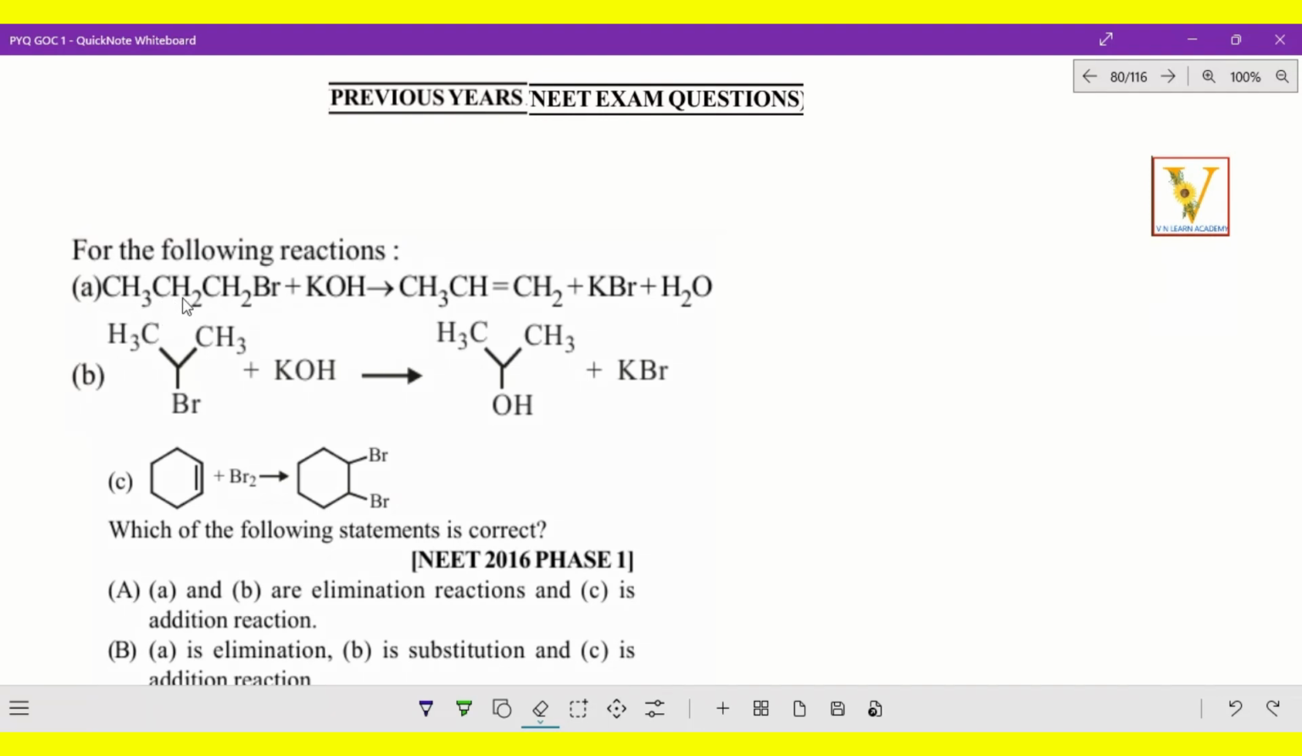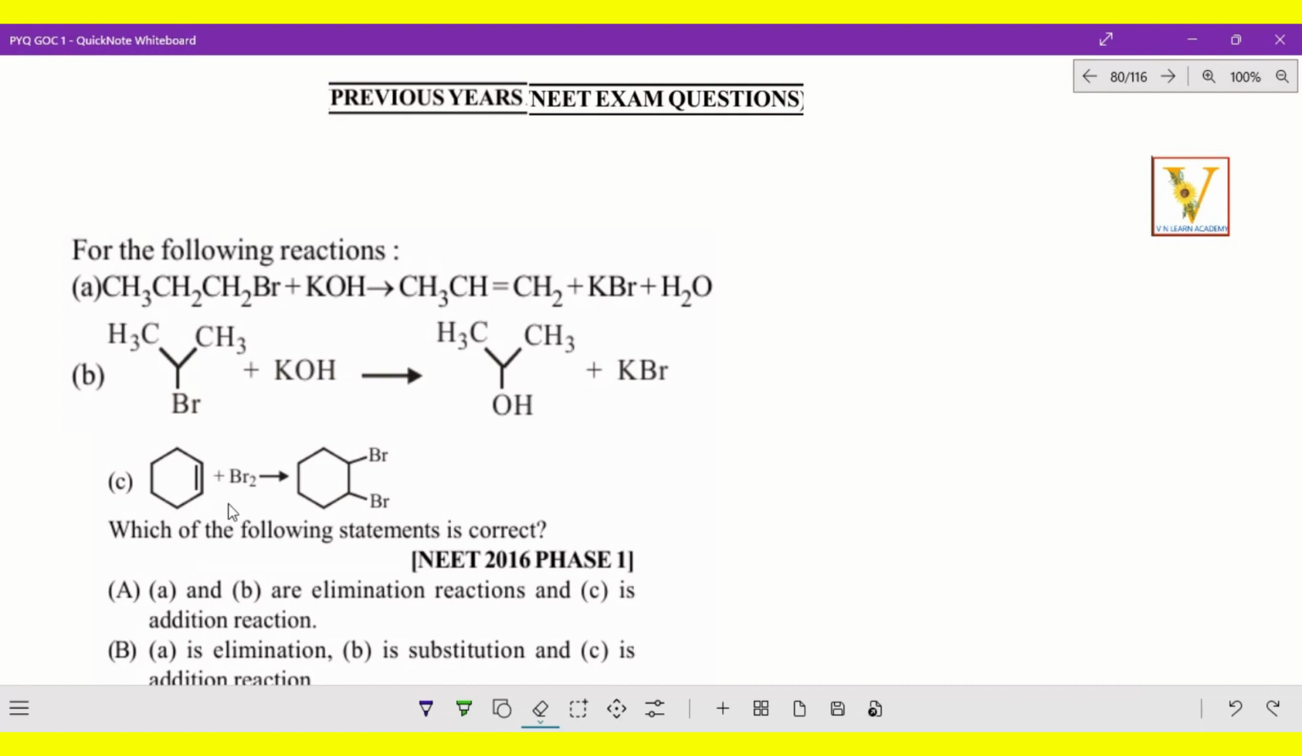Option A is CH3CH2CH2Br plus KOH, and you are getting CH3CH=CH2 plus KBr plus H2O. Option B is CH3BrCH3 plus KOH, and you are getting CH3OHCH3 plus KBr. And the last one, cycloalkene combined with bromine, Br2. You are getting dibromocycloalkane.